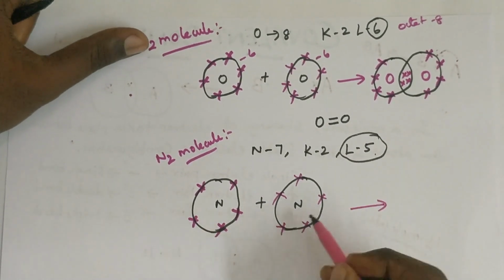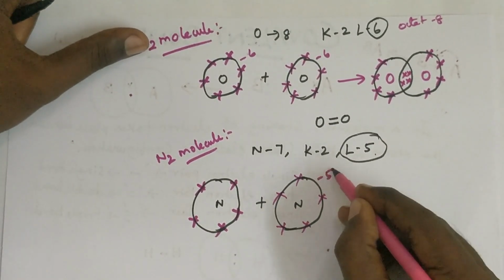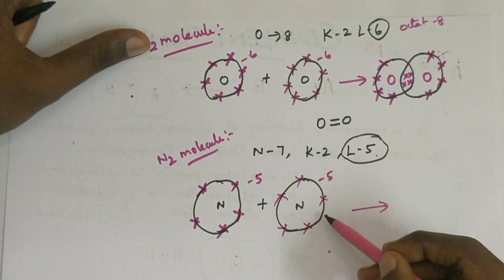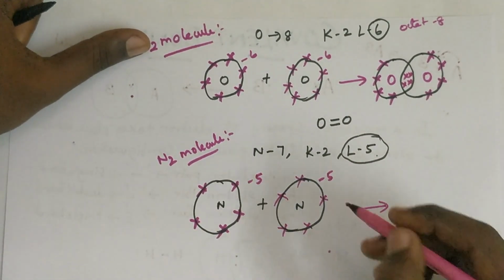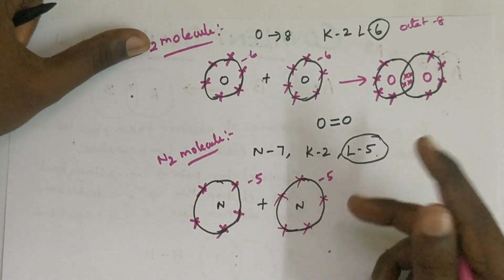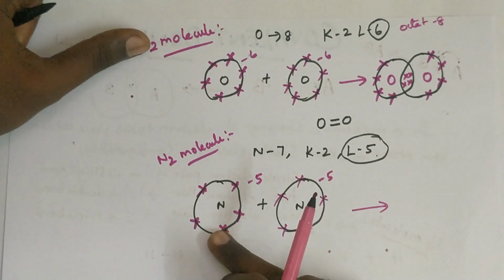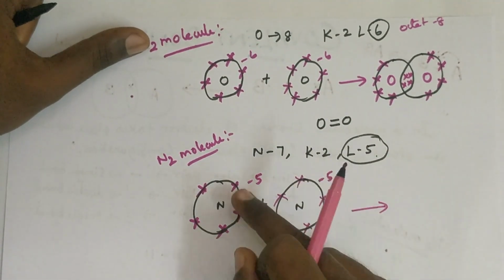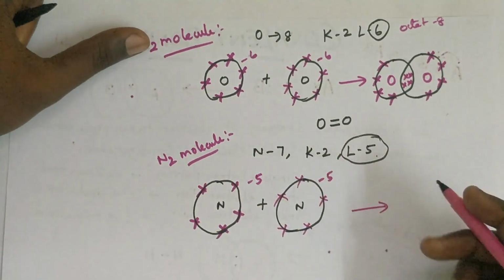Same way you will see. So this nitrogen contains 5 valence electrons. This nitrogen contains 5 valence electrons. For this nitrogen to attain stable electronic configuration of octet, this atom needs 3 electrons to attain 8. For this nitrogen also, it needs 3 electrons to attain 8. So total 3 plus 3, 6.